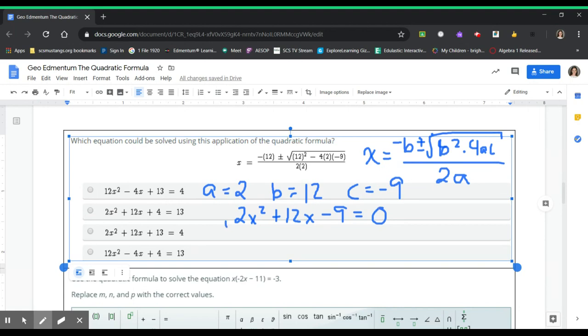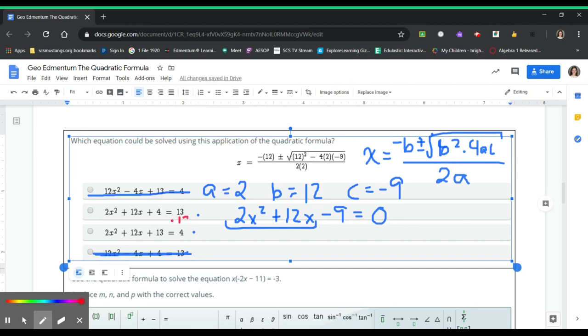So looking at the first two terms to see if they match: 2x squared plus 12, that one's not right. 2x squared plus 12, that one could be an answer. And then 2x squared plus 12, that one could be an answer. And then that one's not an answer. So we need to figure out between these two which one, if we move the number over, will give us a negative 9.